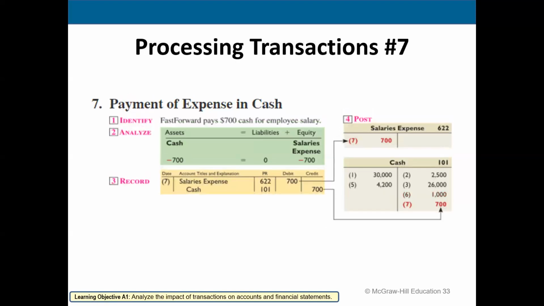All right, another payment of expense in cash, salaries expense. So same thing, we debit expenses and we credit our cash. Remember, that's how we show the asset cash going down. And then we can post those over to the T accounts.